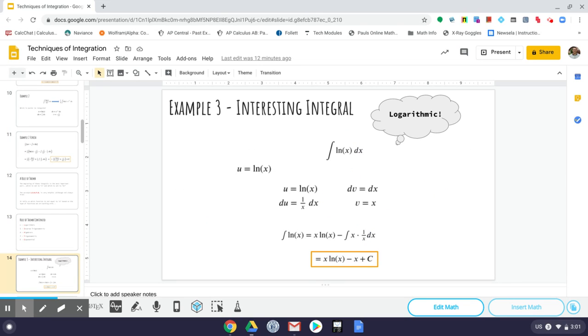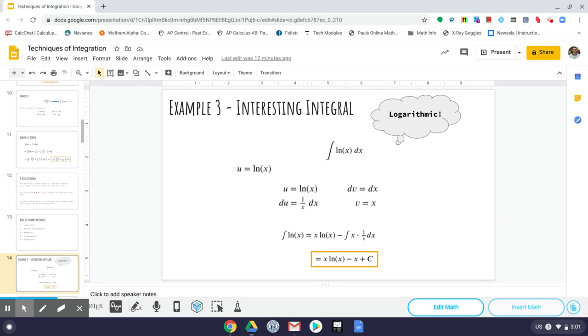Okay. So my last example is an interesting one, and I kind of mentioned this already. It is the integral of the natural log of x. And so if you're looking at it, you might say, well, Mr. Penola, it doesn't really follow that idea that it's a product of two different functions. Well, I do want you to remember that the natural log of x is being multiplied by dx.